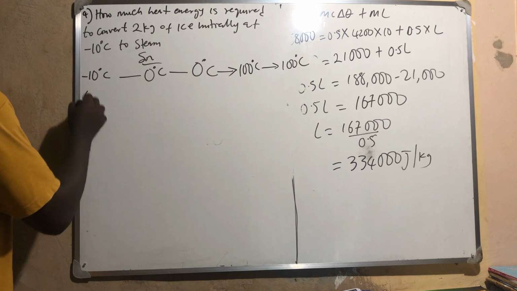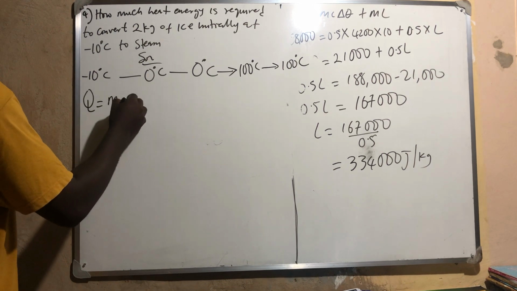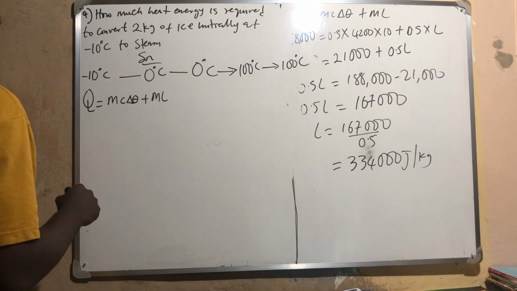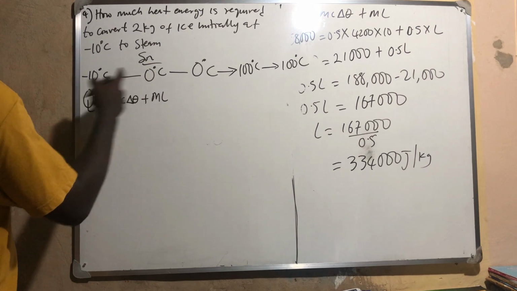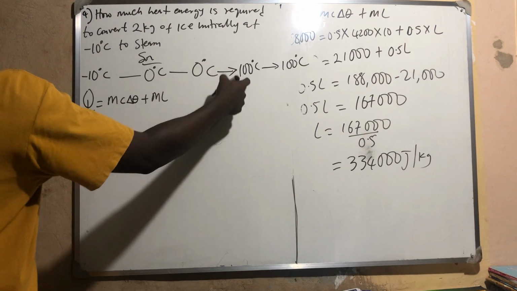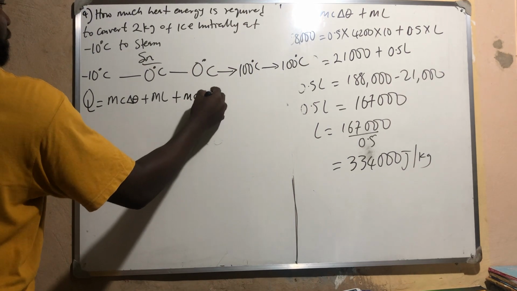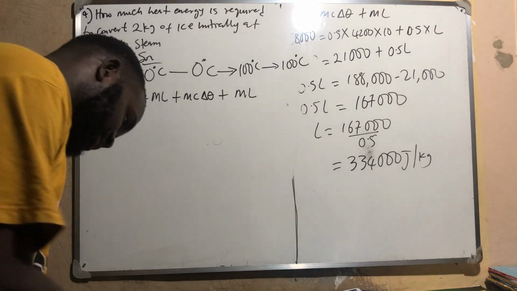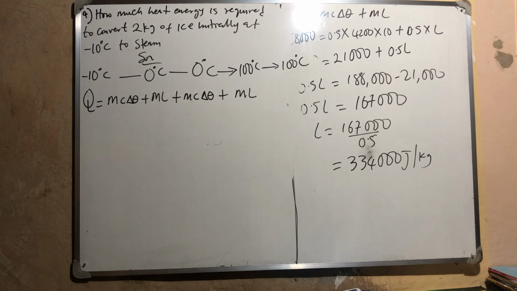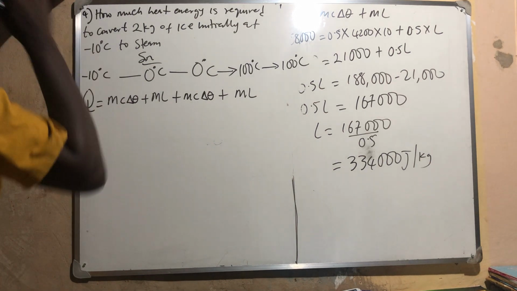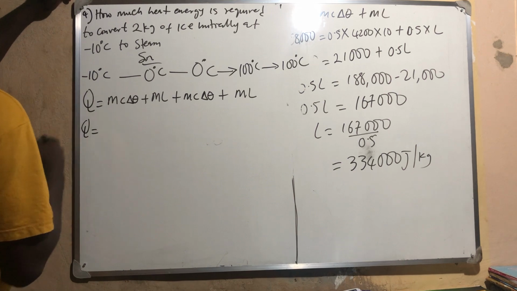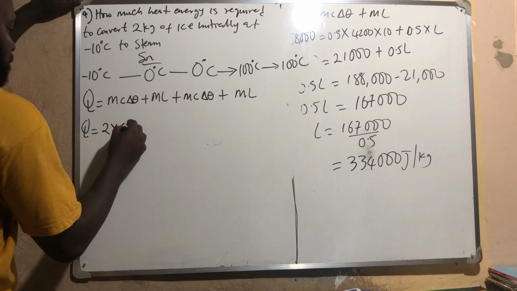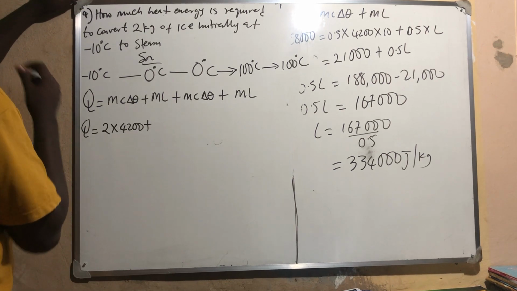The Q will now be MC change in temperature plus ML, from here to here. Here to here is another MC change in temperature, plus the final one, ML again. So that is the four of them we have. So what do we have now? Our Q is equal to my M, which is 2 kg, times my C, the specific heat capacity of water, which is always 4,200, times my change in temperature.